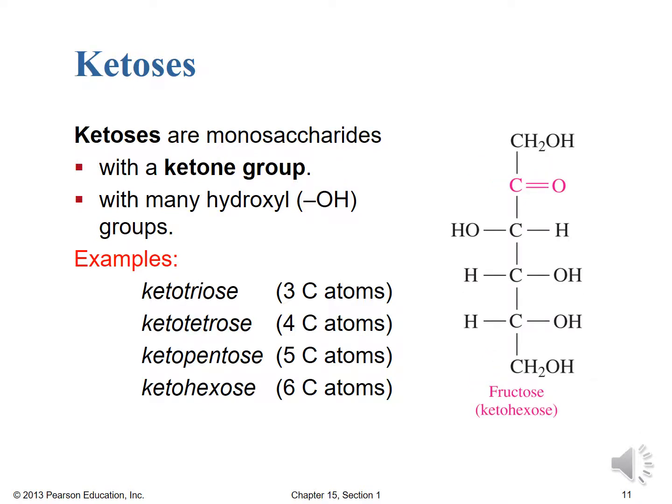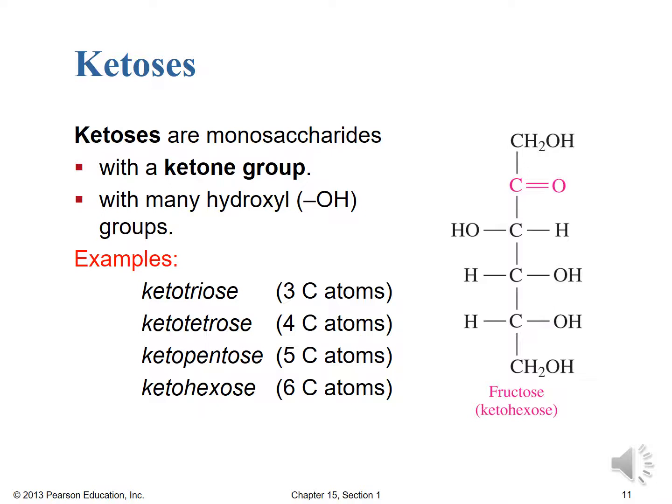Now, in addition to the aldoses, we can also have the ketoses, and so ketoses are also monosaccharides. The distinction, of course, is they have a ketone carbonyl with carbons on either side of the carbonyl carbon, as opposed to an aldehyde with a hydrogen on one side and a carbon group on the other side of the carbonyl carbon.